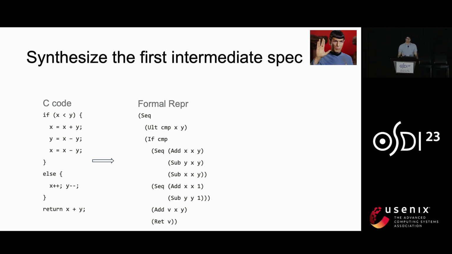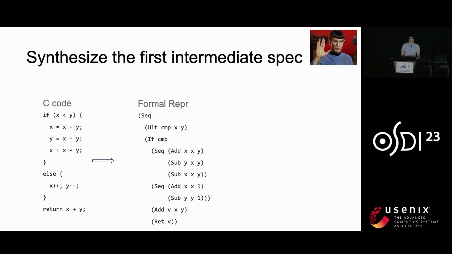And then let's see how to generate those intermediate specifications. I'll use an example C code to demonstrate. The code contains a branch, and in the then branch, we swap the 2 variables, x and y, and in the else branch, we do x++ and y--. And eventually, we return x + y. So actually, the huge if statement does nothing, has no effect. And I will show how Spoq automatically reduces the code into a simplest specification.